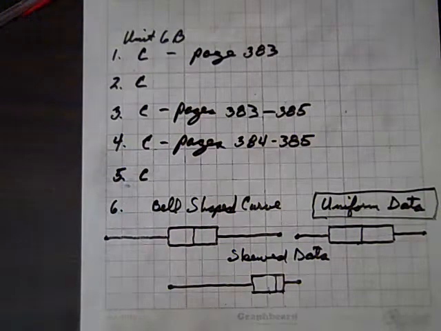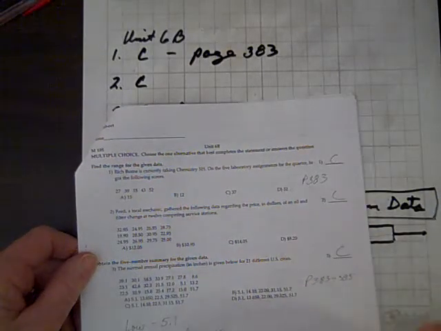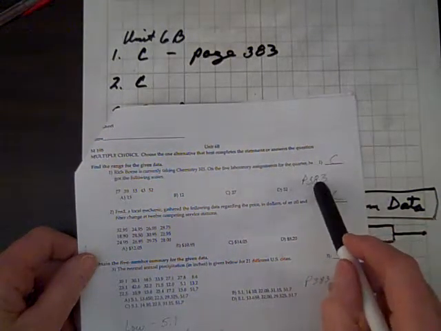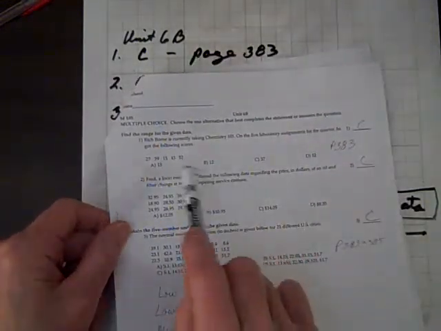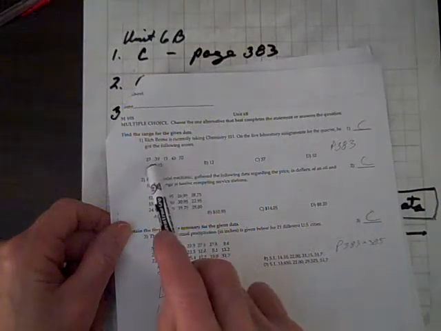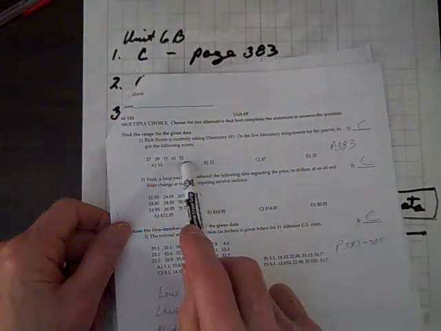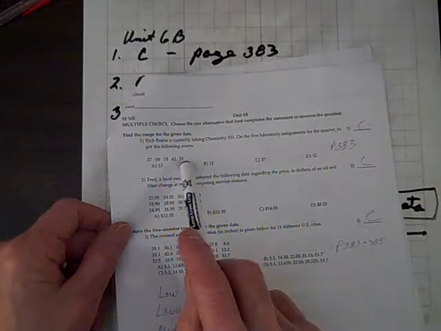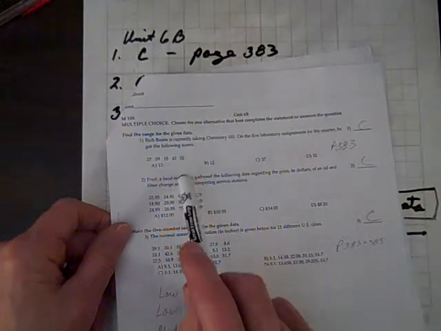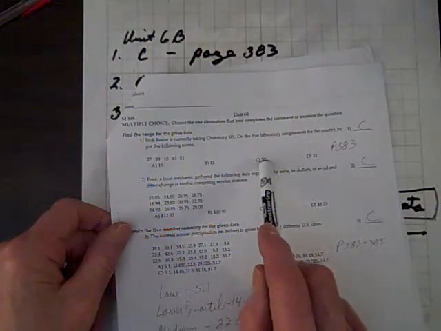So this is Unit 6B, and the first question asks about range. Now you can find the information on range on page 383, but to find range, you just find the difference between the lowest value of the data and the highest. So the low value is 15, and the highest value is 52, and the difference of those two is 37, so our answer is C.